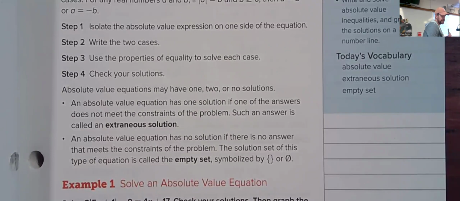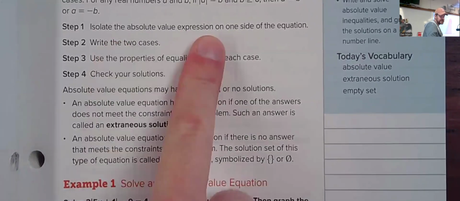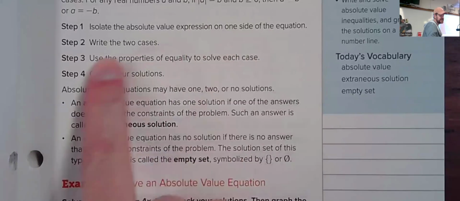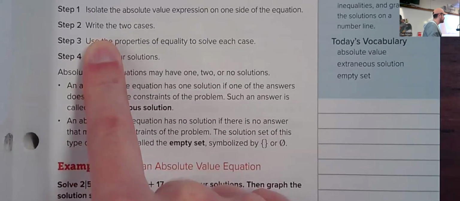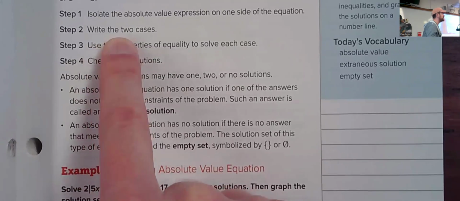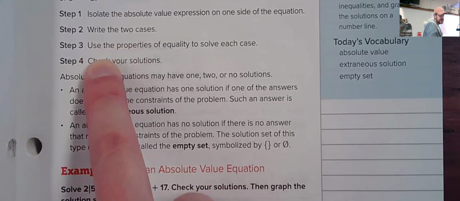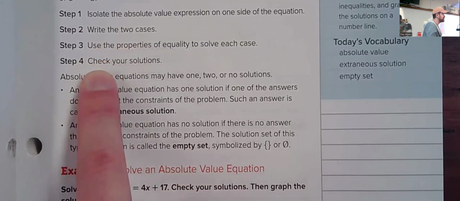You can divide away from them and all that kind of stuff, and we'll see that as we go through this. So you're going to isolate your absolute value expression on one side of the equation. Then you're going to write two cases. The first case will be equal to just the normal positive version. The second case will be equal to the opposite version. And then you're going to use the properties of equality, so basically just solve both. And then check your solutions. Plug them back in, make sure they work with the original.